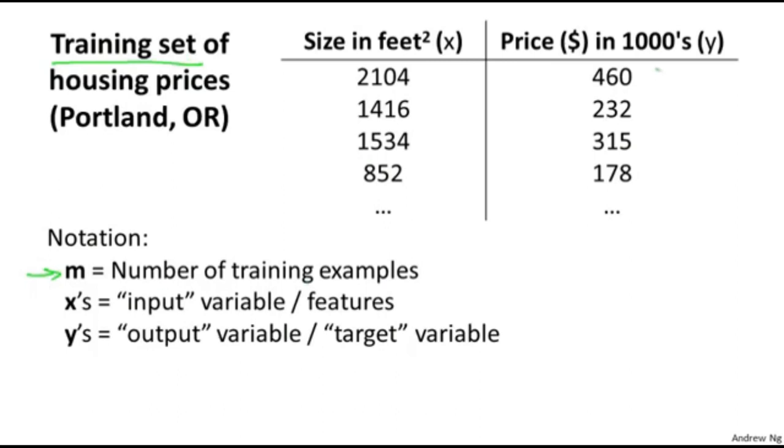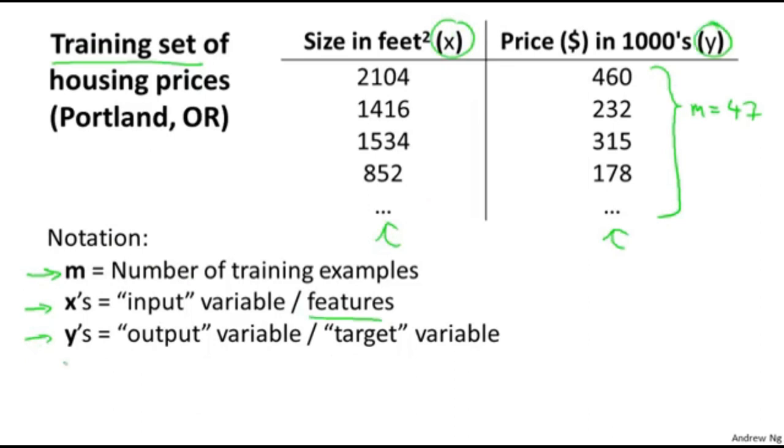I'm going to use lowercase m throughout this course to denote the number of training examples. So in this data set, if I have, let's say, 47 rows in this table, then I have 47 training examples, and m equals 47. I'm going to use lowercase x to denote the input variables, often also called the features. So the x's here would be our input features. And I'm going to use y to denote my output variables, or the target variable which I'm trying to predict. And so that's this second column here.